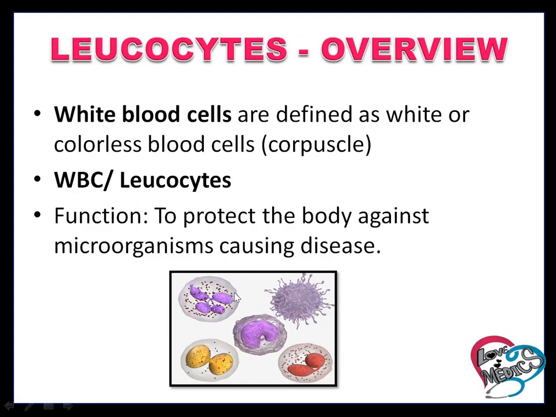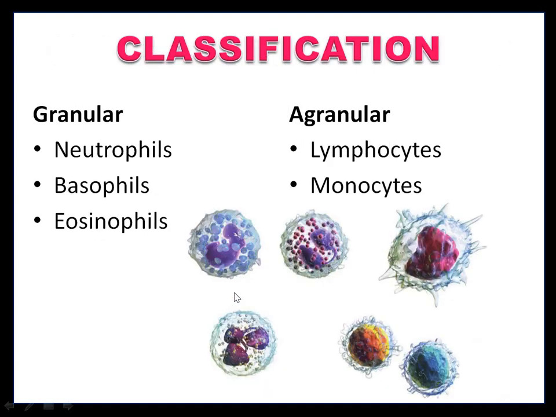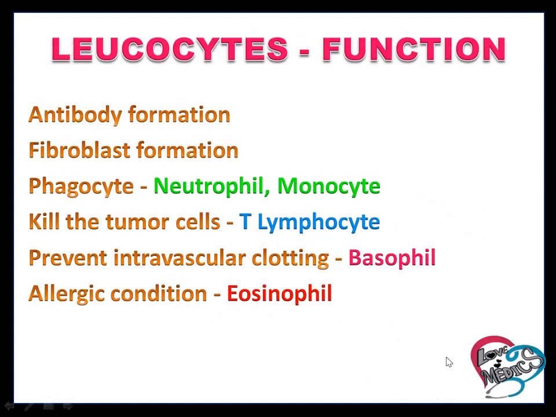WBC overview. WBC means white blood cell. They are defined as white or colorless blood cells. It is also called WBC and leukocyte. The function of leukocyte is to protect the body against microorganisms causing disease or any infections. They are classified into granular and agranular cells. Granular cells are neutrophil, basophil and eosinophil. Agranular cells are monocyte and lymphocytes.